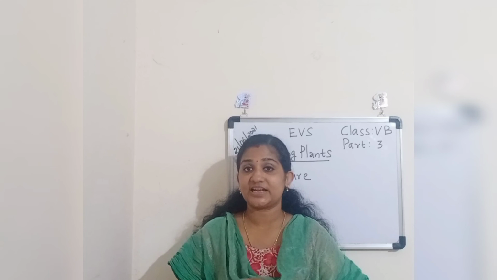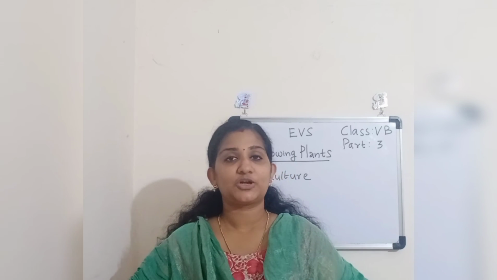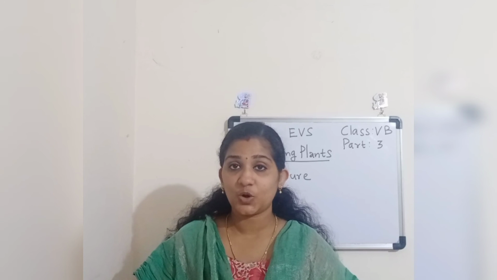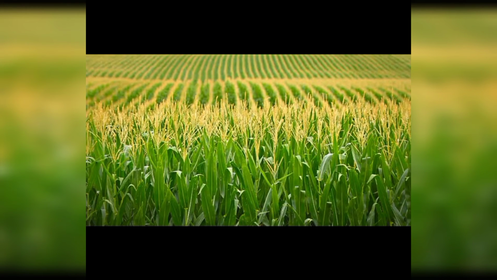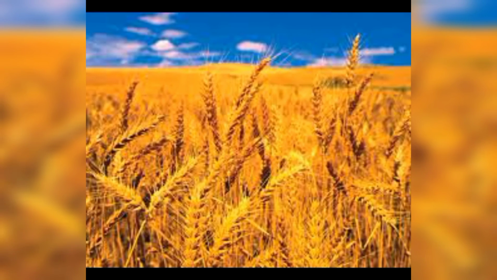Based on the season in which they can grow, the crops can be divided into two: Rabi crops and Kharif crops. Let's discuss them. Plants grown in large quantity to get food and other useful things are called crops. Crops are mainly food crops.